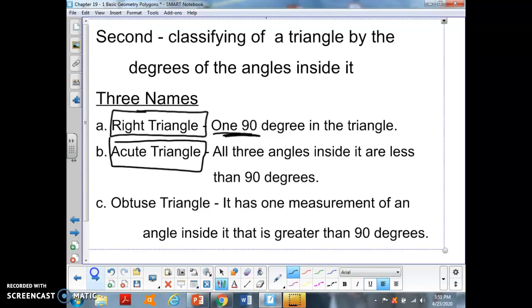If the degrees on the inside, all 3 angles, are less than 90, all 3 less than 90, then we say it is acute. And the third one is an obtuse triangle. It will have one measurement greater than 90 degrees, and the other two will be less than 90. But if it has just one that's greater, we call it obtuse. Again, you might want to pause and study the bottom of 458.